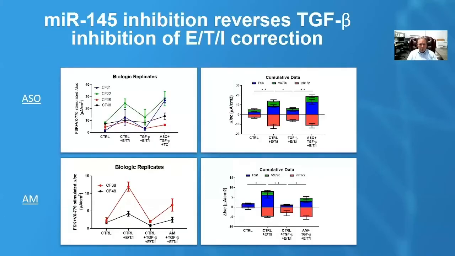So the overarching hypothesis is that ASO target site blockade of miR-145 binding selectively increases functional efficacy of CFTR correction. Let's answer that first question first. How important is TGF-beta and miR-145 to CFTR correction?